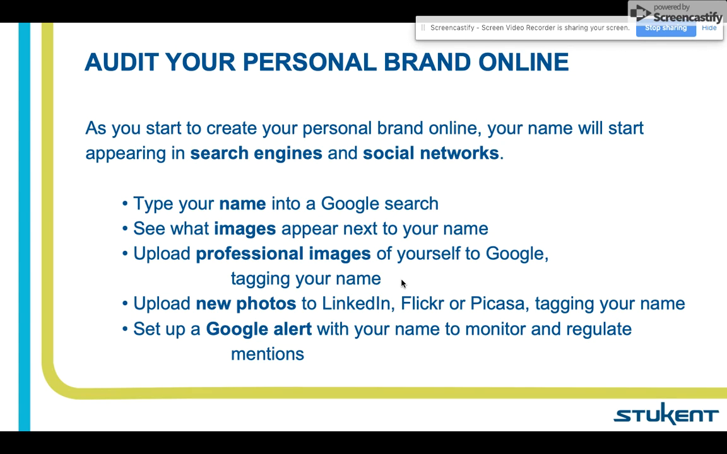Try uploading professional images of yourself, tagging yourself, uploading new photos, and doing that on different things like your LinkedIn, Flickr, Picasa, Facebook, anywhere those pictures could get out there. Then set up a Google alert with your name in order to monitor and regulate the mentions that are out there. So auditing is really just evaluating what's out there and how you can better it.